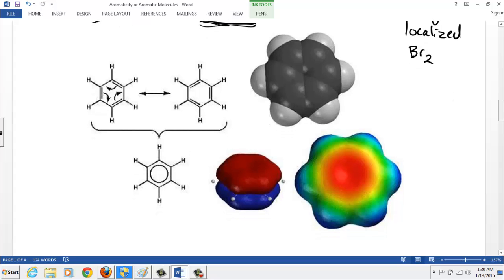Got a couple more pictures here. Got resonance structures trying to show this delocalized behavior. Got some nice color pictures showing they're all spread about.